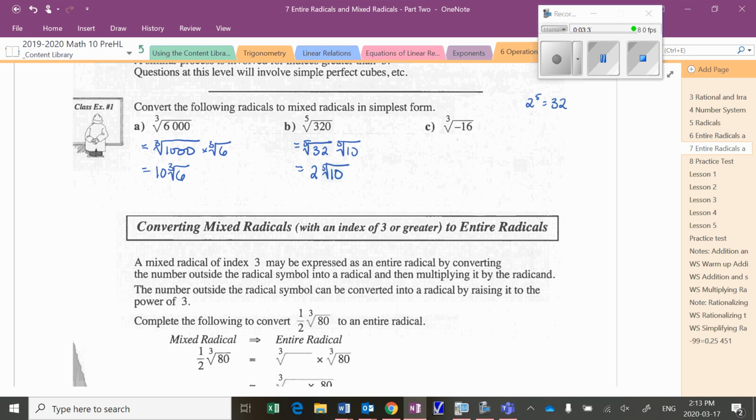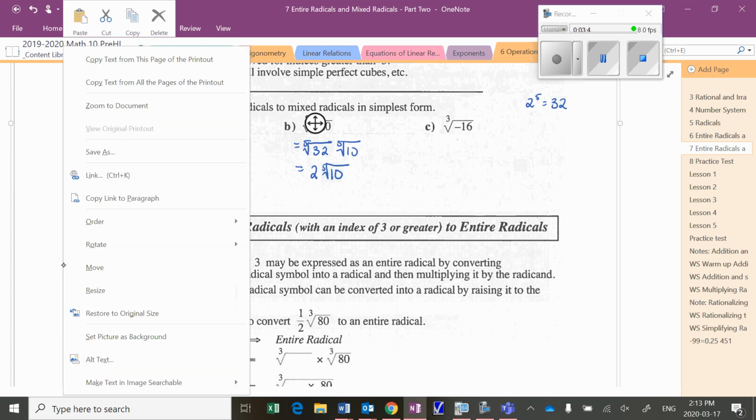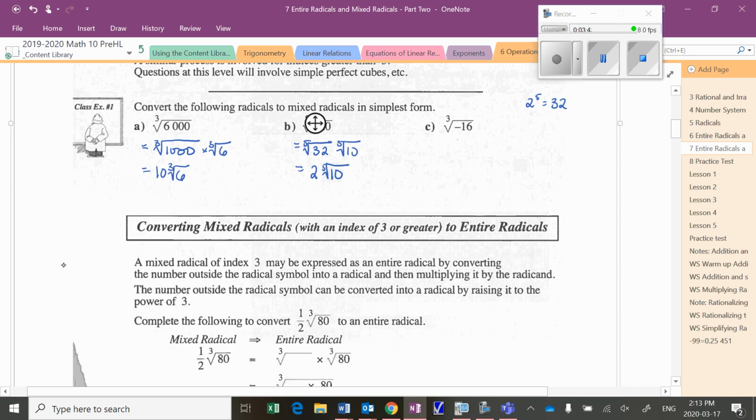The cube root of negative 16. Because we have an odd index, it is totally fine to have a negative in your radicand. However, that is important to note, because if we are simplifying, we would like the negative to come out. So if we are looking to simplify the cube root of negative 16, my perfect cubes, if 8 is a perfect cube, well, so too is negative 8.